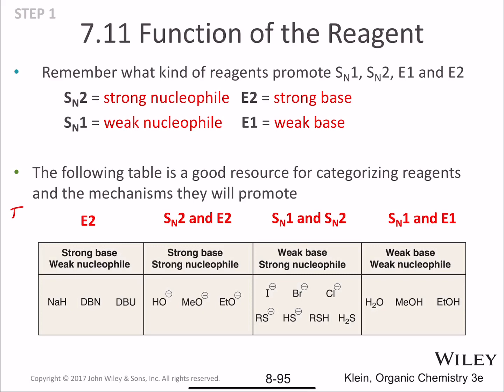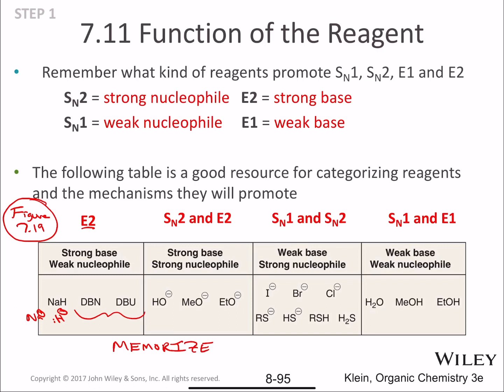So this is in your textbook. This is figure 7.19, and I think it's a great idea to memorize this table. So I'll even write down here, memorize this table. So you should know in the first category here of E2 promoting reagents, it says a strong base and weak nucleophile. The first one, NaH, is sodium hydride. If you want to draw out the Lewis structure of hydride, you should know what that is. You can see that hydride will be a good base because it's the conjugate base of a very weak acid, H2. And then these two here, DBN and DBU, I'll talk about those in a few minutes.